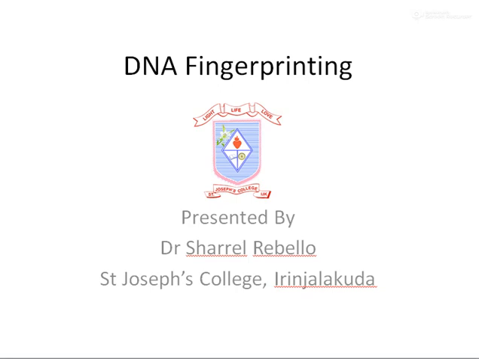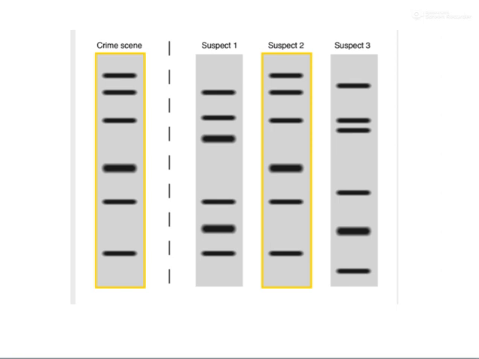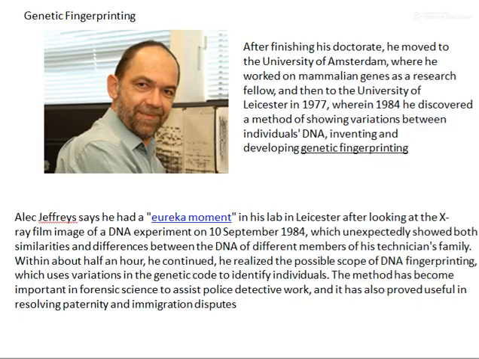In the former session, we had spoken about the molecular basis of the differences which would contribute to fingerprinting. And this is an illustration of DNA fingerprinting, which has been used for the identification of a criminal at a crime scene.